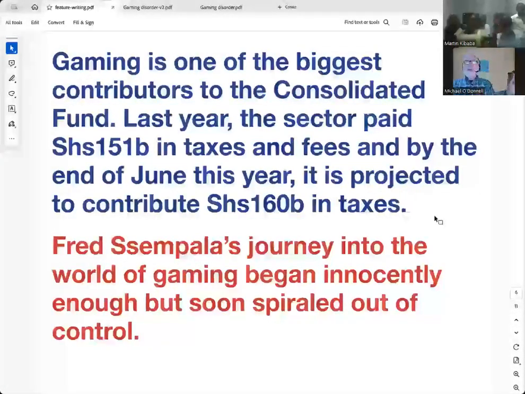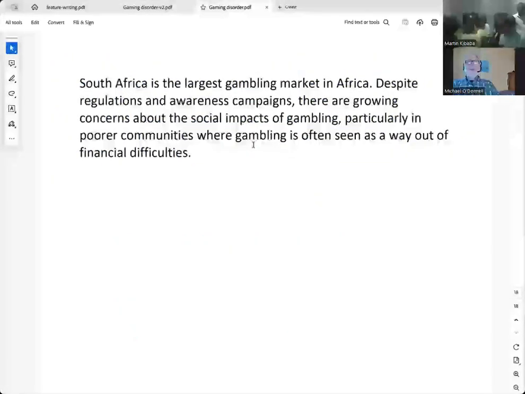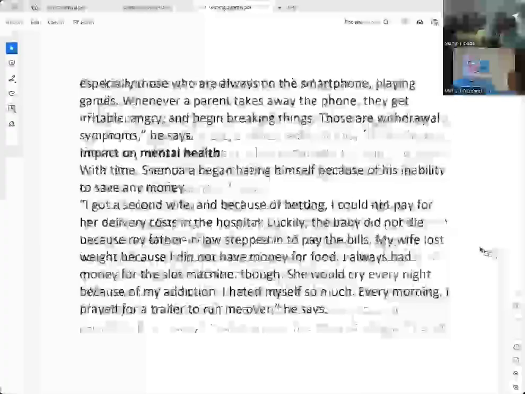So here's a paragraph from down in the story. "Fred Sasimpala's journey into the world of gaming began innocently enough, but soon spiraled out of control." So we started with a person, and it introduces the idea of what the story is about, which is gambling addiction. Okay, let's go to the story itself here. Here's the original story. We'll go up to the top here.